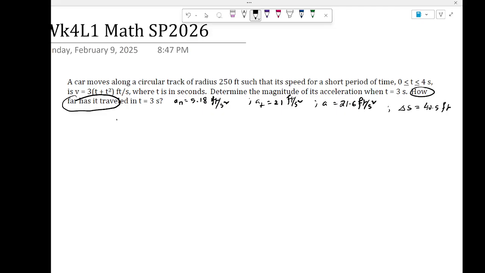Once you're done a little bit, then I'll start solving it as well.